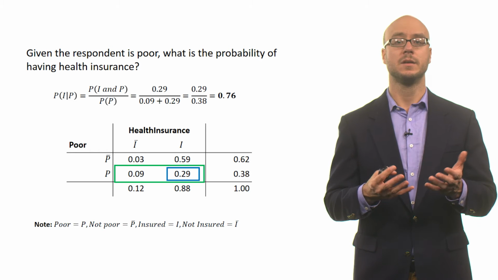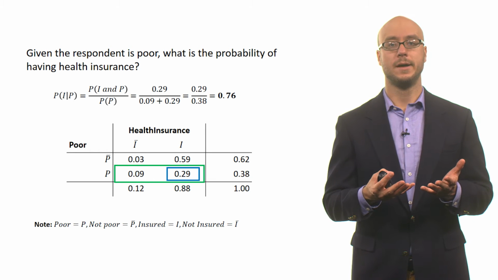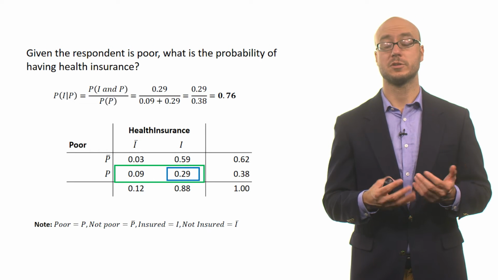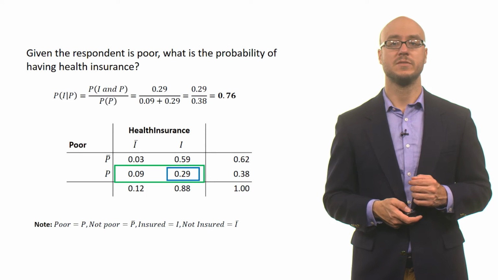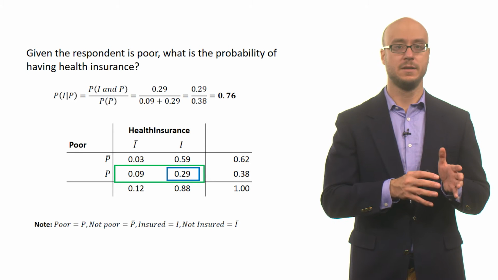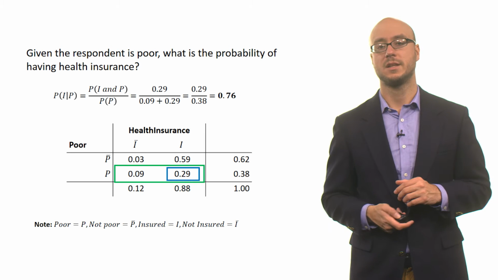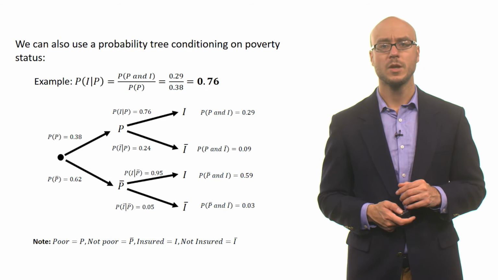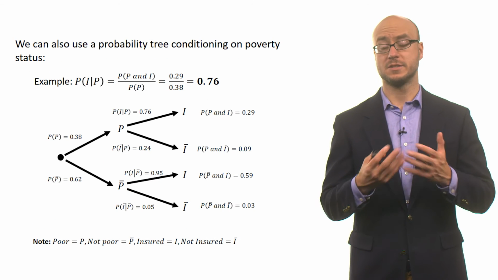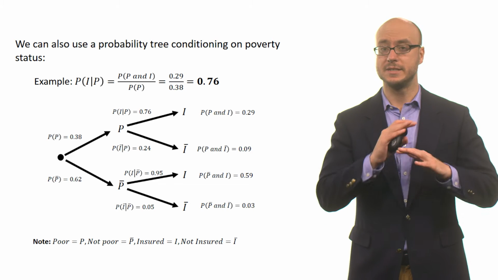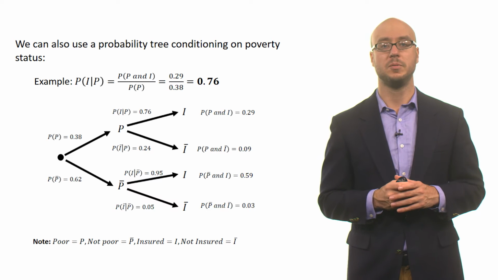It's still pretty high. About 3 out of 4 people who are poor will in fact have health insurance, or the probability is 0.76. You're more likely than not to have health insurance given a person is poor. We can also visualize and understand this using a probability tree. It's exactly the same as using a probability table.